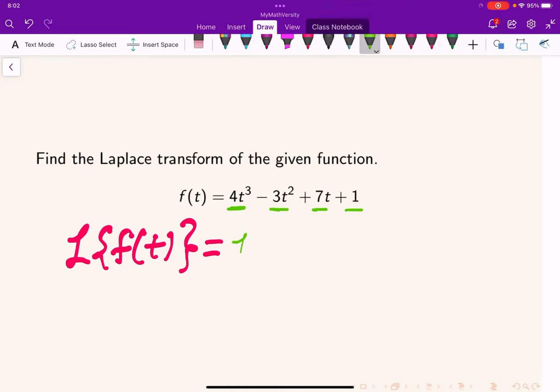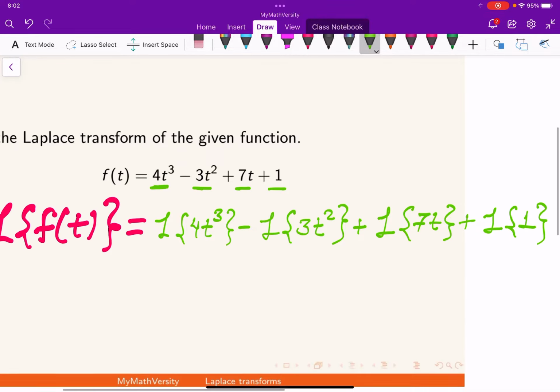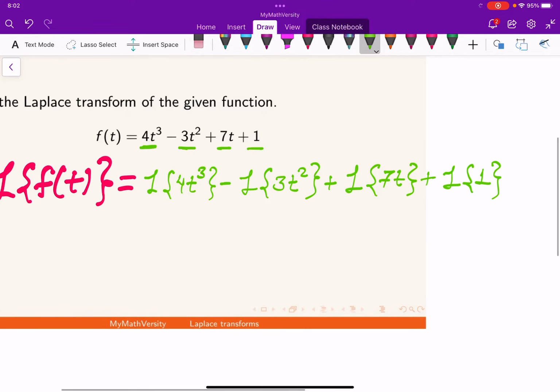Let's see what the Laplace transform of 4t^3 is, and then minus the Laplace transform of 3t^2. We can find that, and then plus the Laplace transform of 7t, and then plus the Laplace transform of 1. So this is how we can find the Laplace transform of each of those terms and add or subtract.